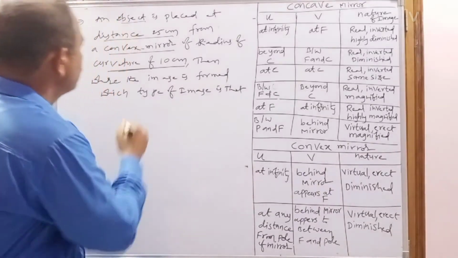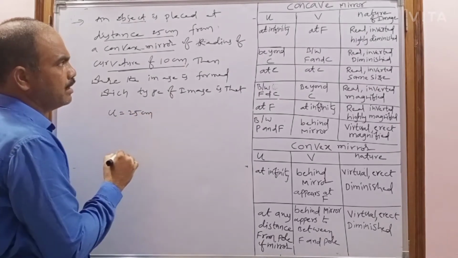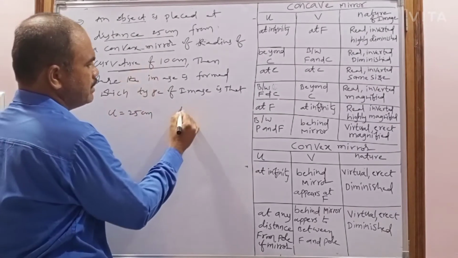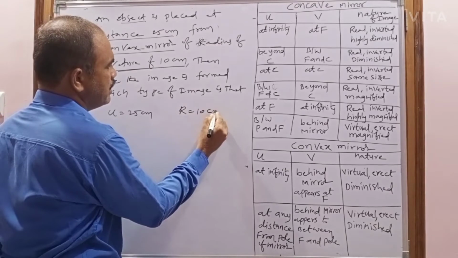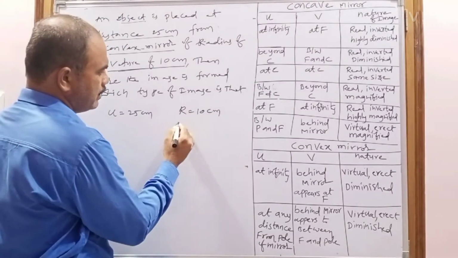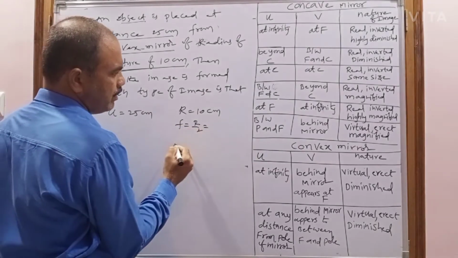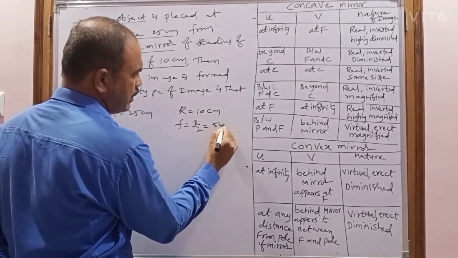First of all, write what is given. Object distance is 25 centimeter. And next, the radius of curvature is 10 centimeter. Then find the focal length. So f is equal to R by 2, which is 5 centimeter.